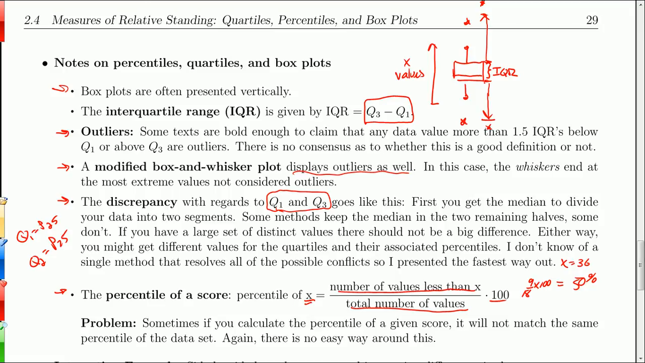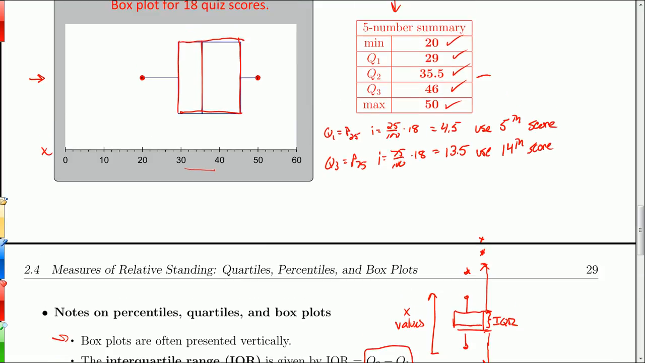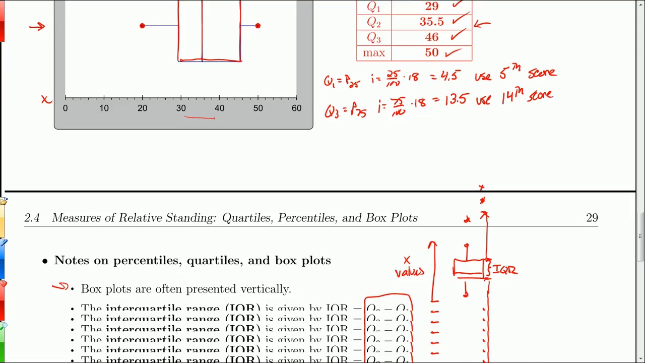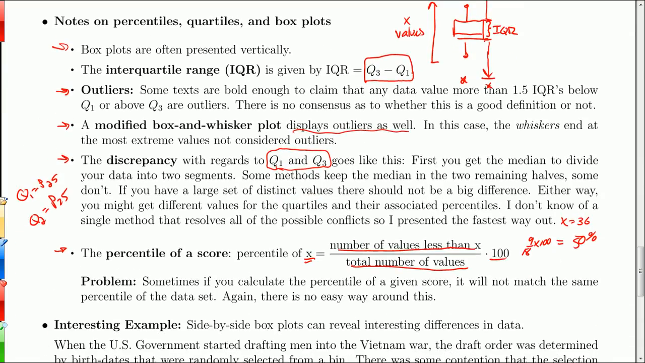If you notice, the 50th percentile that we came up with, Q2, is 35.5. So they're close, but not the same. And that's the problem. Sometimes you calculate the percentile of a given score, and it doesn't match that percentile for the data. There's no easy way to resolve this issue. It can happen.